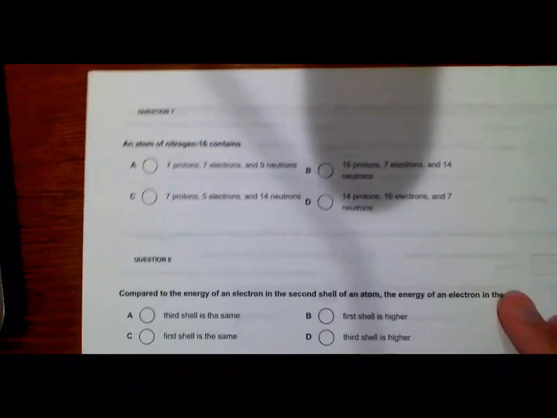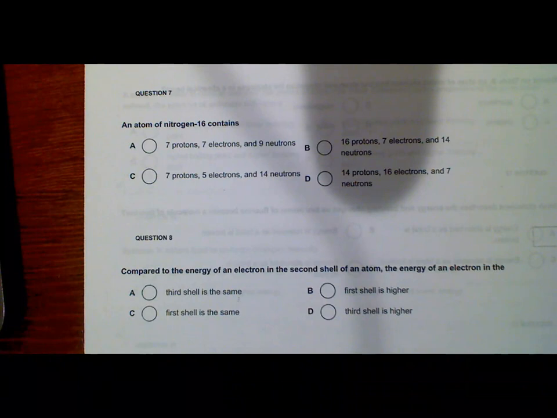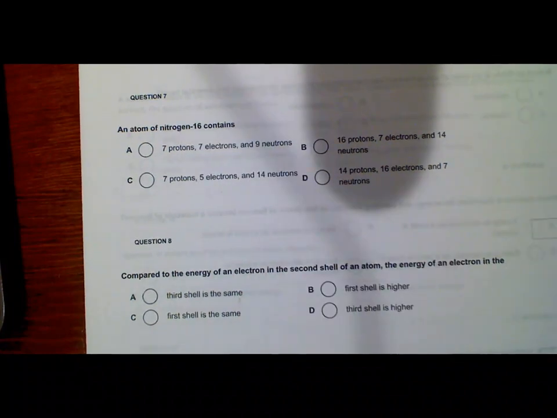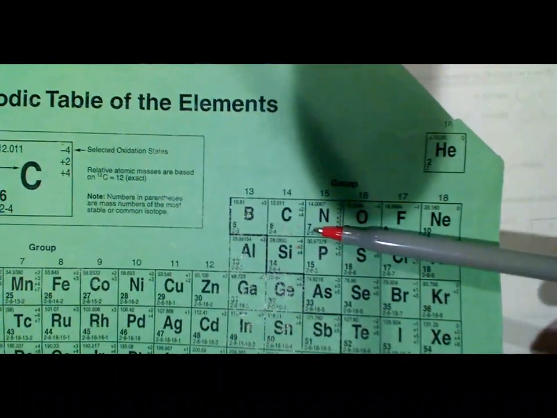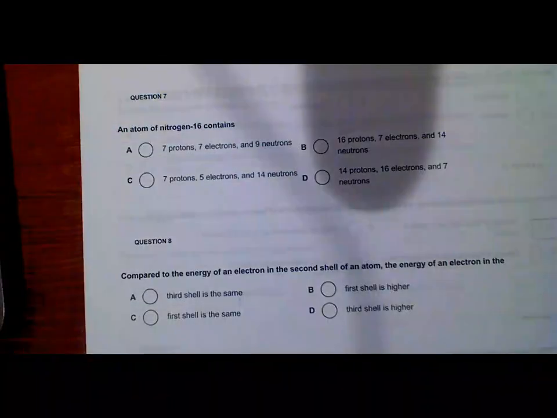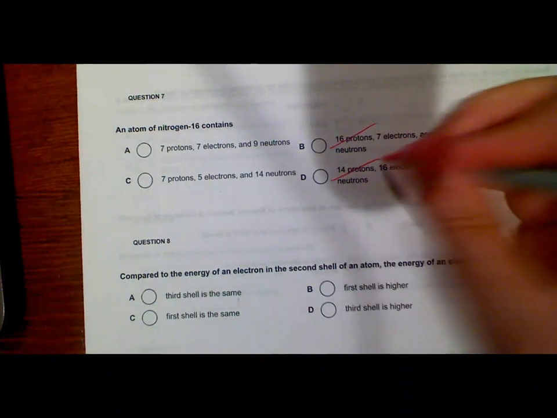Question 7. An atom of nitrogen-16 contains how many protons, how many electrons, how many neutrons? Protons determine the element. Nitrogen's always going to have the same number of protons, no matter how many nitrogen atoms you have, no matter what the nitrogen type is, what isotope it is. Nitrogen will always have a set number of protons. Its atomic number is 7, so it's going to have 7 protons. Get rid of anything that does not say 7 protons.